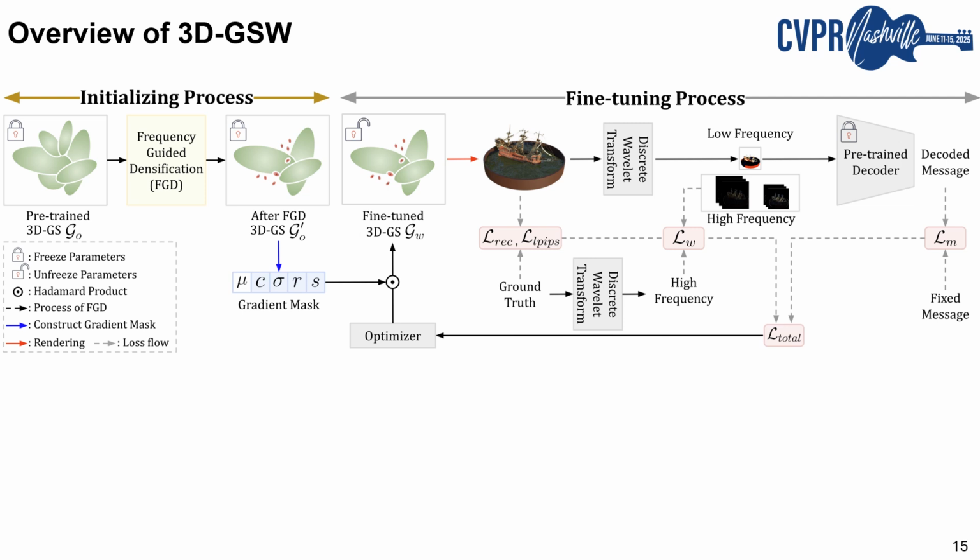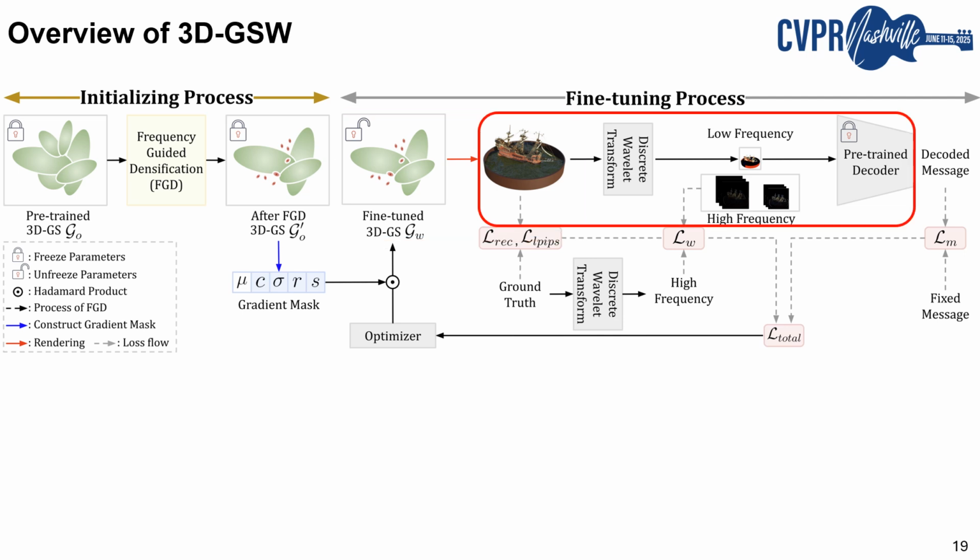Here is an overview of our method. Before fine-tuning, frequency-guided densification removes 3D Gaussians based on their contribution to the rendering quality and splits them in high-frequency areas. We also construct a gradient mask based on the parameters of an FGD-processed model. Unlike other methods, we render only once per iteration during the fine-tuning.